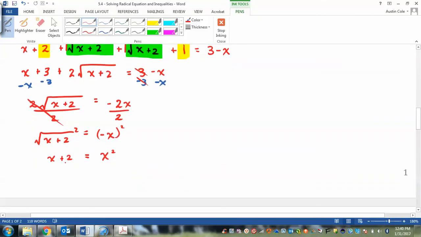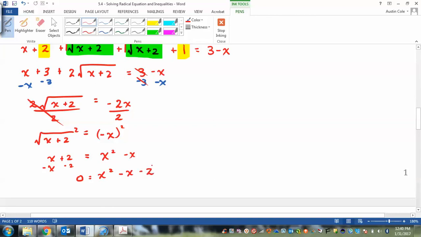Okay? Now I have an x squared and an x, so let's get everything onto one side. I'm going to move everything over to the right because I like a positive x squared. So I'm going to minus x on both sides and minus 2. So I get 0 equals x squared minus x minus 2.